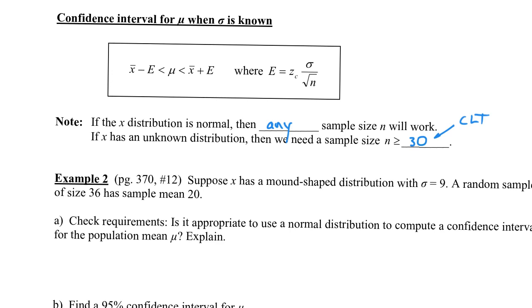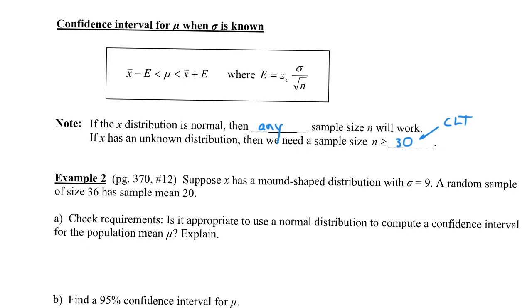So example 2 for us, example 2 in the notes, page 370, number 12 says, suppose x has a mound-shaped distribution with sigma equals 9, and it says a random sample of size 36 has a sample mean of 20.